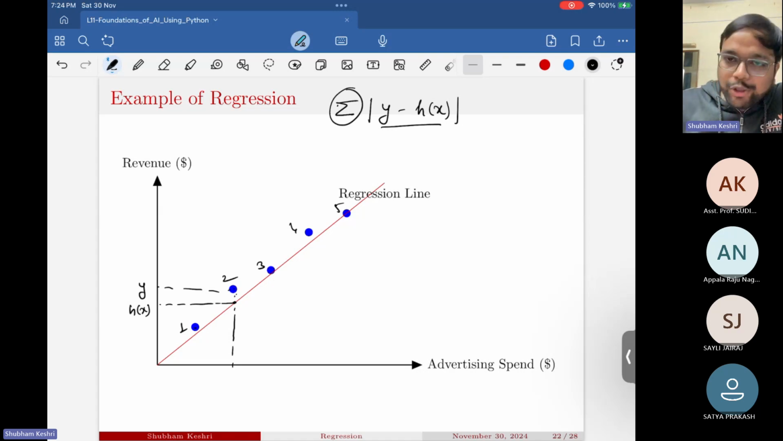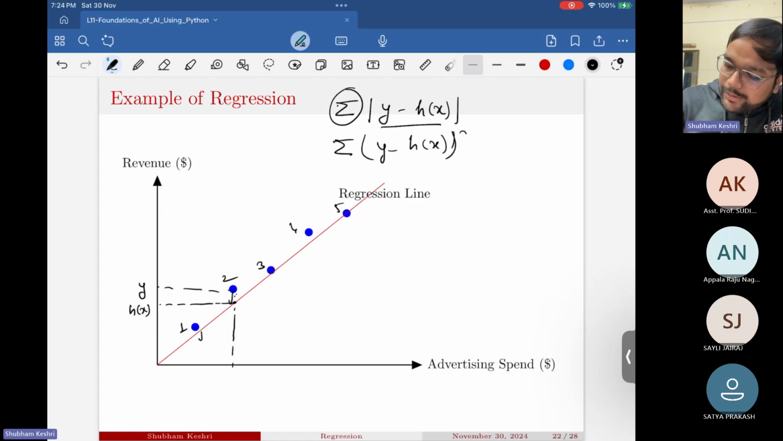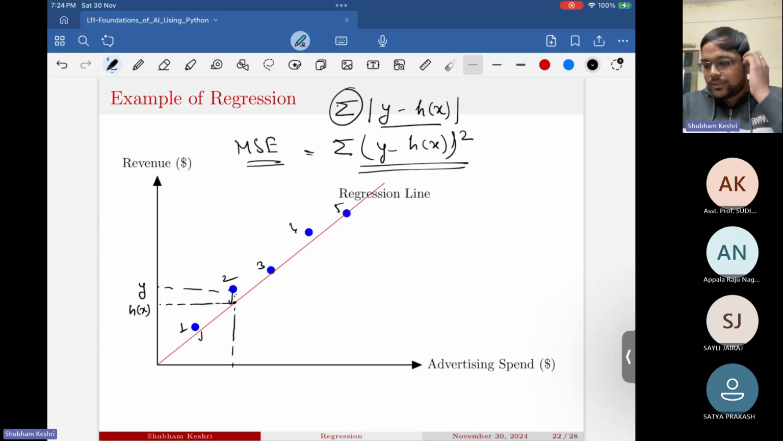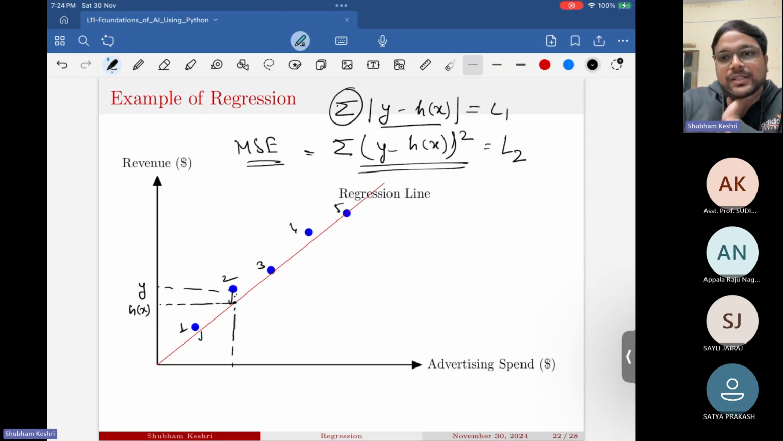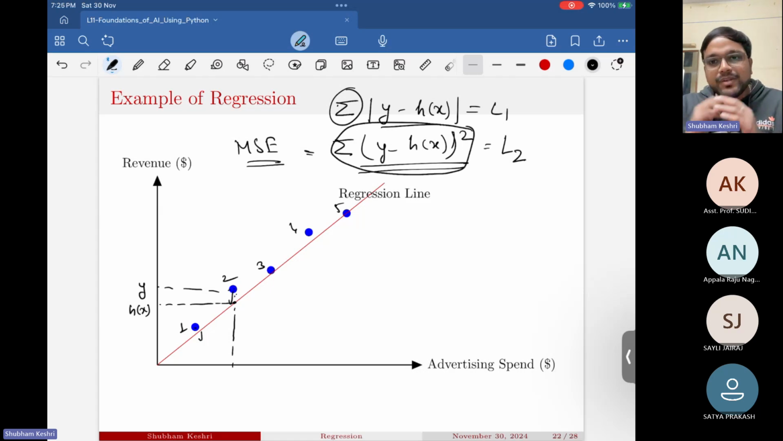You can either take the modulus, because the positive side and the negative side should not cancel each other, or you can take the square. I guess you have heard of mean square error, MSE. So this is the mean square error. This is known as the L1 loss function, and this is known as the L2 loss function. And how is optimization used? We will try to minimize this function.